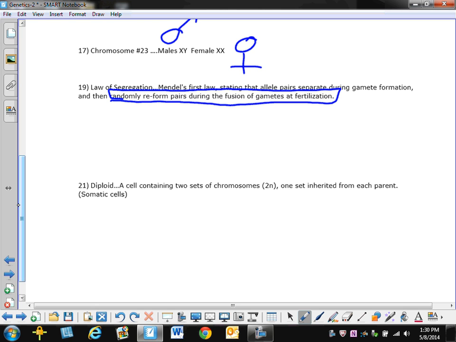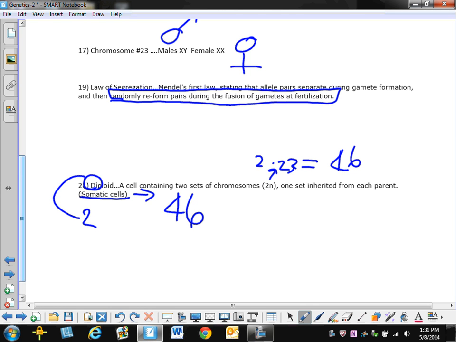How much does di mean? How many is 2? Two sets of chromosomes. Okay? So, somatic. How many chromosomes do we have in our somatic cells? 46. Diploid. Di. And here's the 23. 2 times 23 gives you what? 46. 23, one set inherited from each parent. 23 from each parent. Okay?